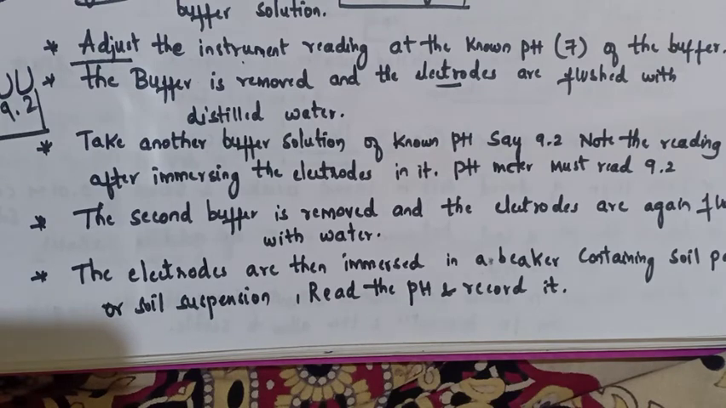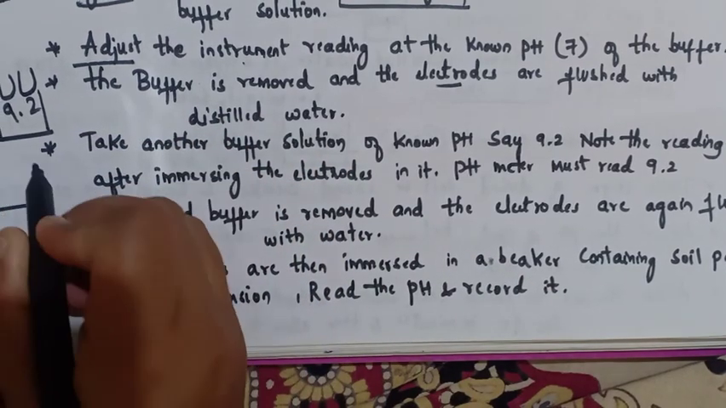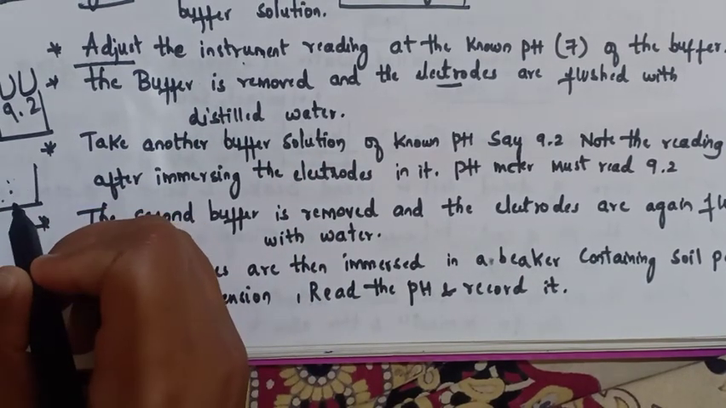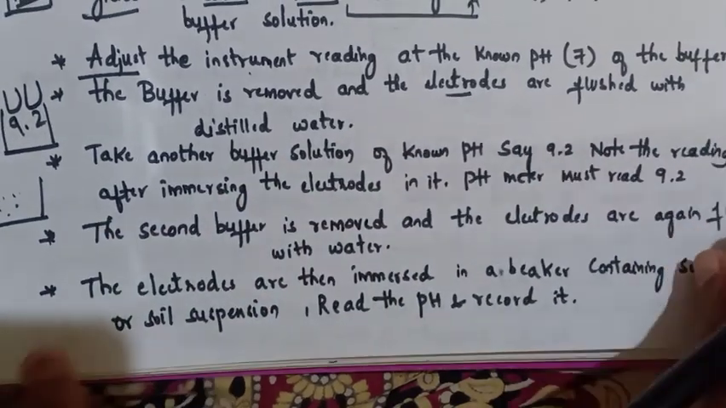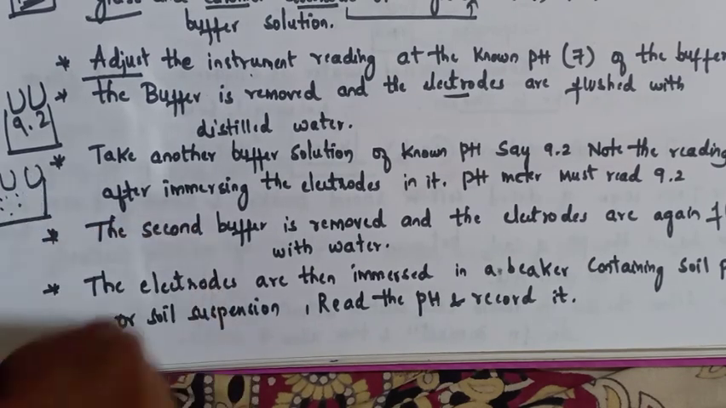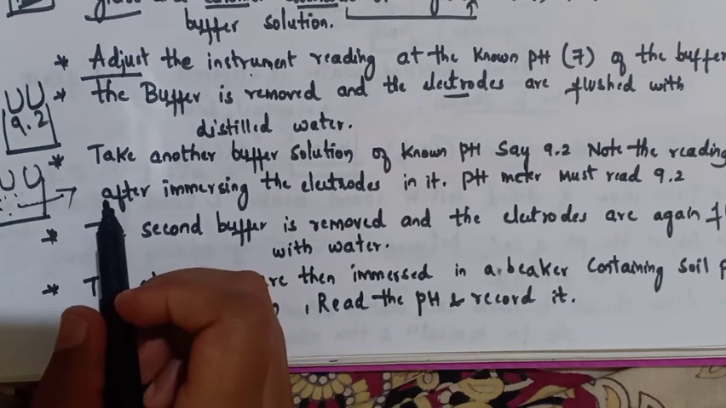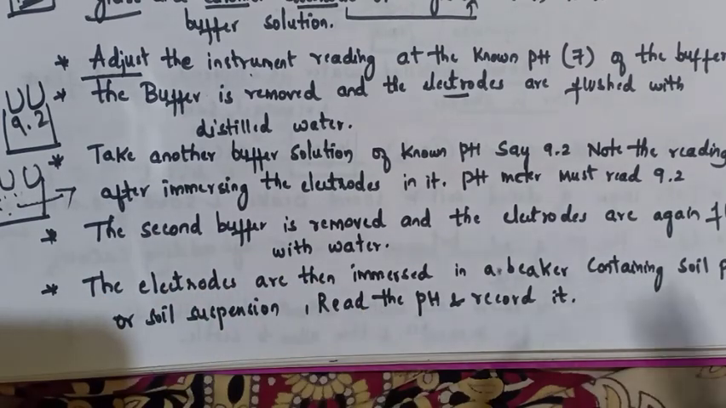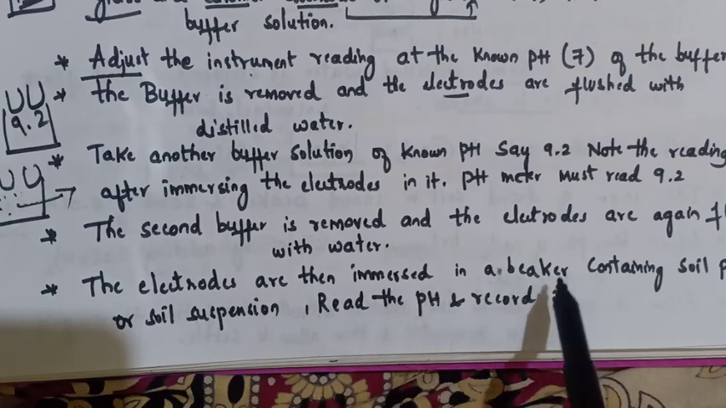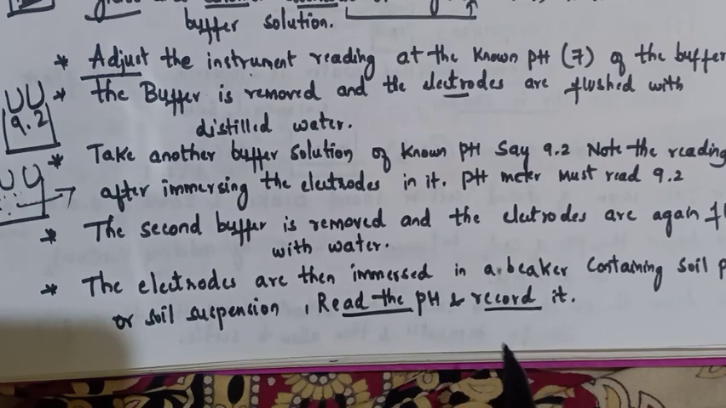Now after the calibration, we have to take a soil sample. We have prepared 3 types of soil sample. We can take any one of these soil samples and we can immerse the electrodes and we can get the accurate pH reading of this soil sample. Now let us read the last point. The electrodes are then immersed in a beaker containing soil paste or soil suspension. Read the pH and record it. This is about the determination of pH by pH meter.